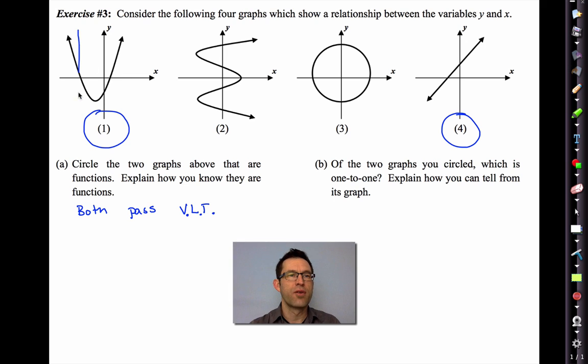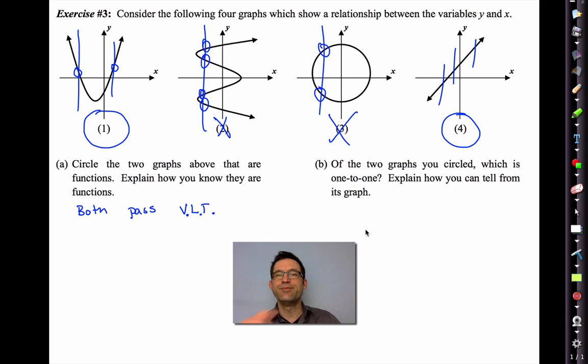You know, the vertical line test that says if we slice a graph with any vertical line, it only hits it once, so nope, right? And nope, definitely not. Now letter B, one of the two graphs circled is a one-to-one function, and one of them is not. How can you explain from the graph?